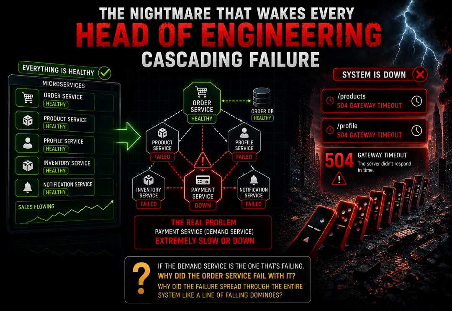So here's the question. If the demand service is the one that's failing, why did the order service fail with it? Why did the failure spread through the entire system like a line of falling dominoes?